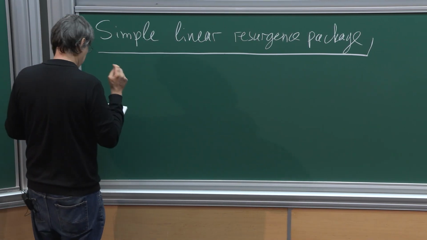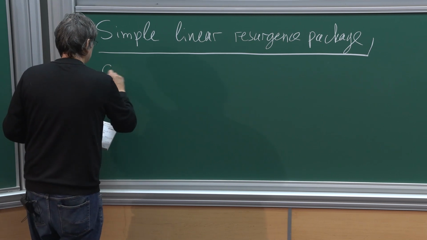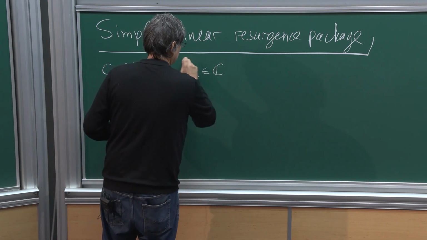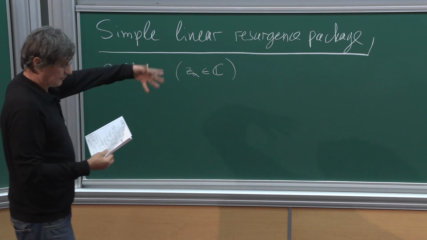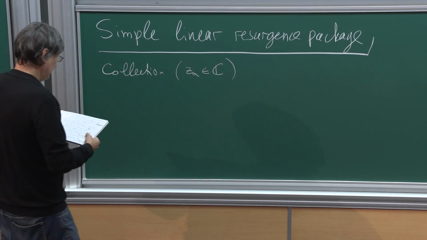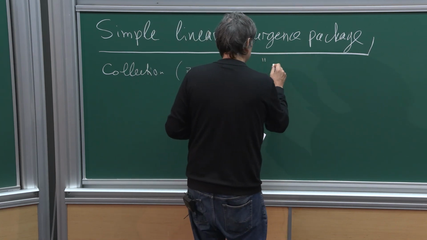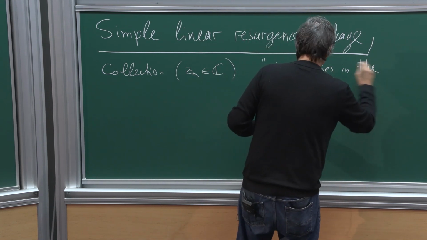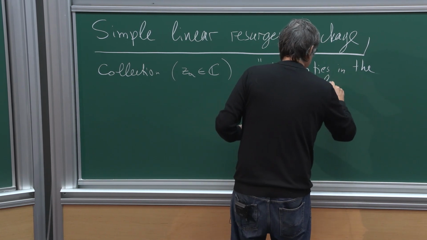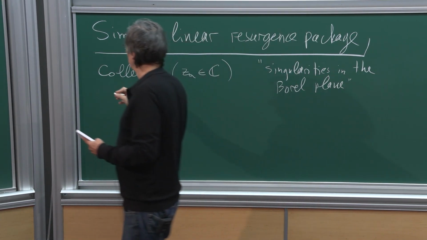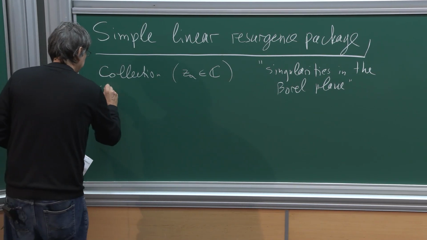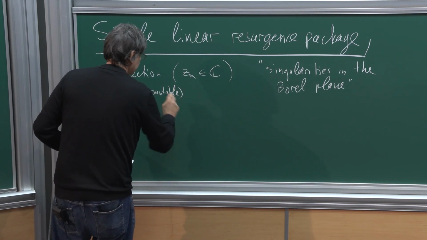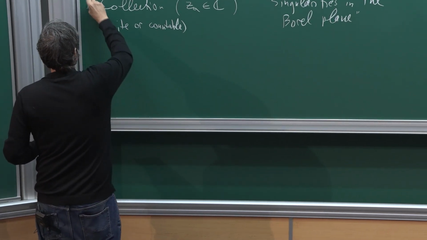Suppose it's given by several data. So we have a collection of complex numbers. Maybe some of them could be repeated, some of them coincide. And the name for these numbers is singularities in the Borel plane. This set could be finite or countable. So we start first with finite examples and go to countable. It's the first thing.